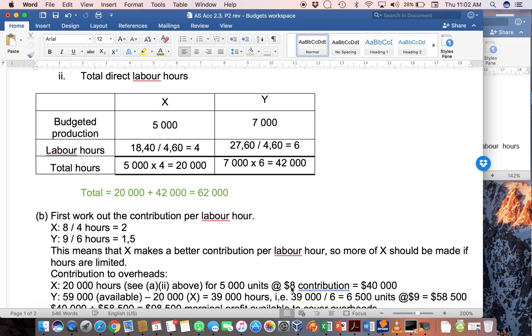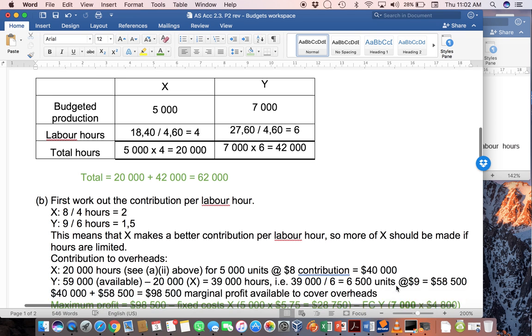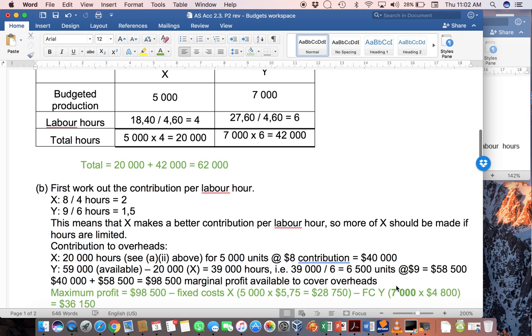We use it for 5,000 units at an $8 contribution, which means that there's going to be a total of $40,000 as my maximum contribution for unit X or product X.